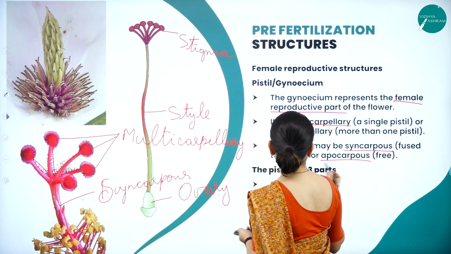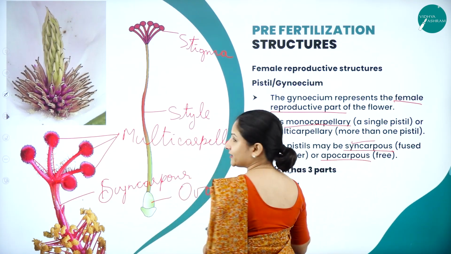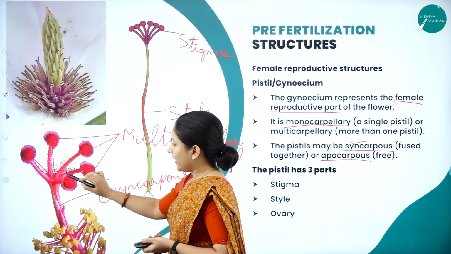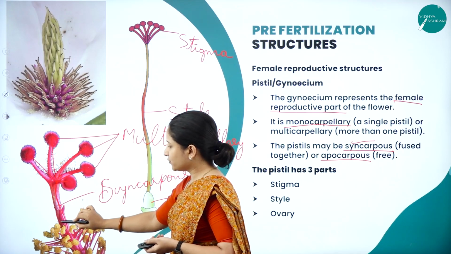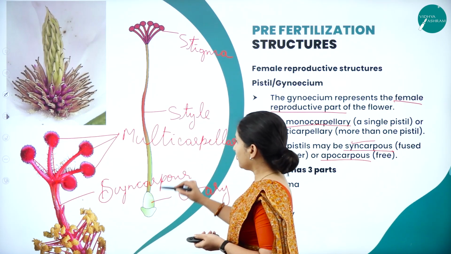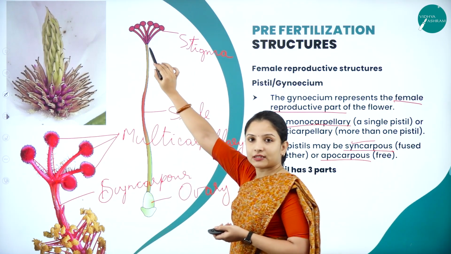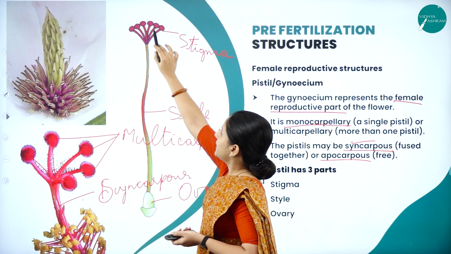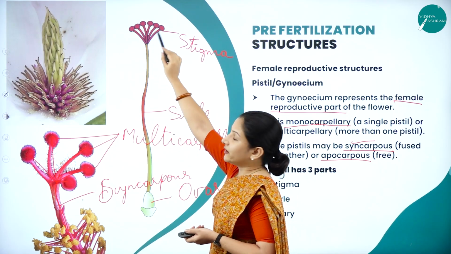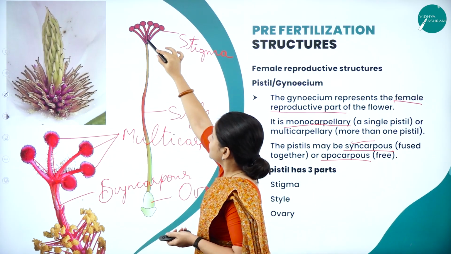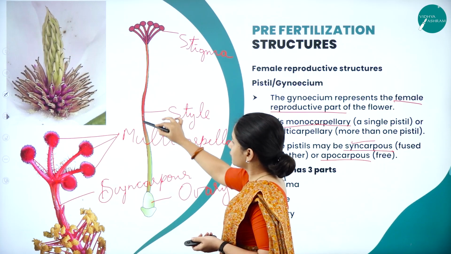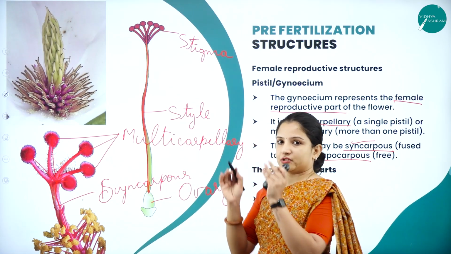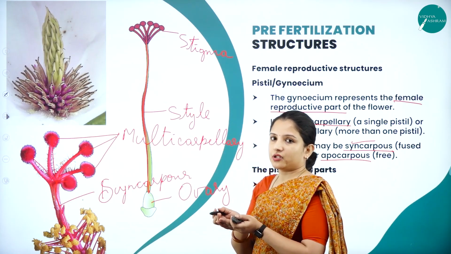So it is called as syncarpous. Why is it called syncarpous? Because it is multicarpellary and all the carpels come and fuse at a point together up till the ovary. It is continued. So it is clear in this particular diagram. You can see that it is multicarpellary. It is made up of more than one pistil, and all these pistils, they come together to join at one particular region. That is why it is called as syncarpous. All the pistils, they are fused at one particular region.